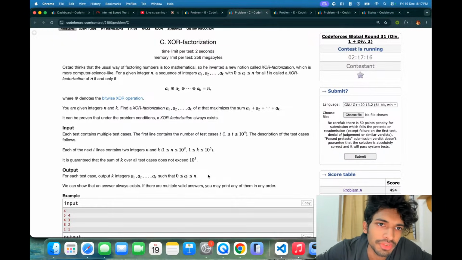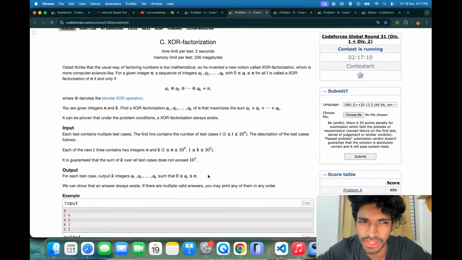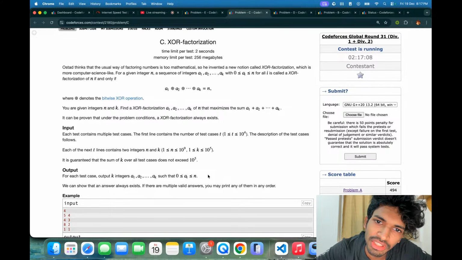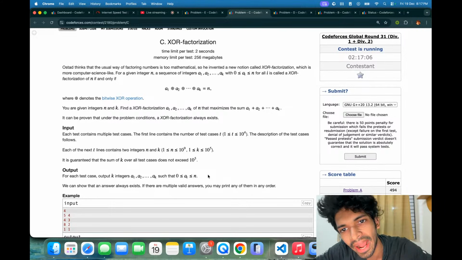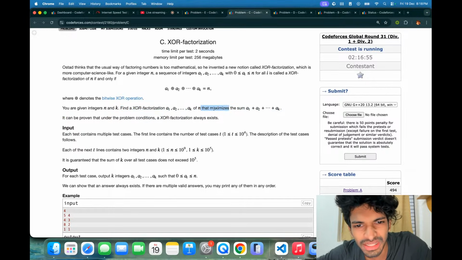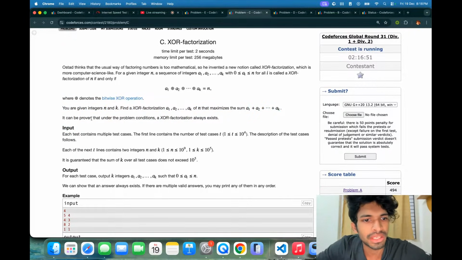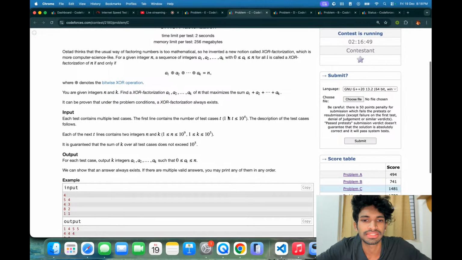Oster thinks that the usual way of factoring numbers is too mathematical, so he invented a new notion called XOR-factorization, which is more computer science-like. For a given integer n, a sequence of integers is called an XOR-factorization of n if and only if the XOR of the sequence equals n. So given numbers n and k, find an XOR-factorization of length k that maximizes the sum. You can prove that an XOR-factorization always exists.